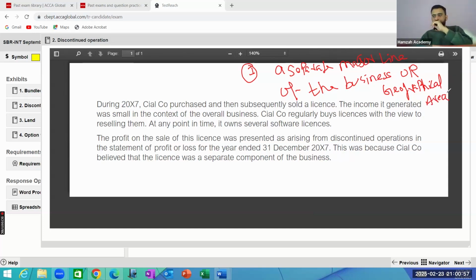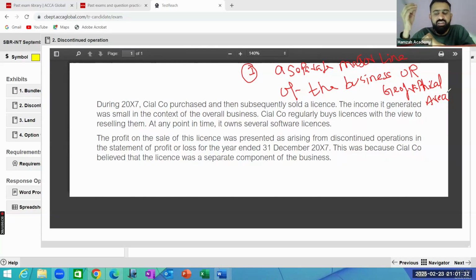Geographical area. Separate major line or a geographical area. For example, your company is involved in a number of businesses. One of their reportable segments is dairy farming. One of their reportable segments is relating to mineral water. One reportable segment of theirs is relating to confectionery.